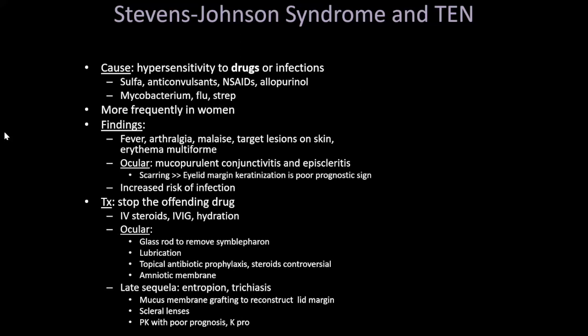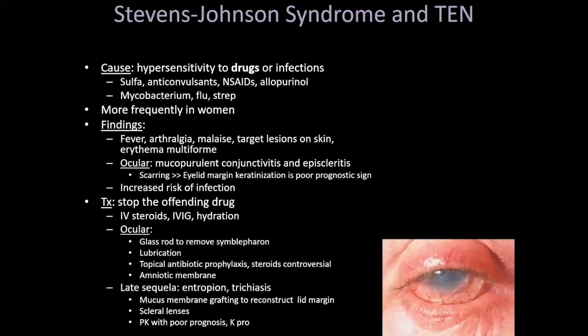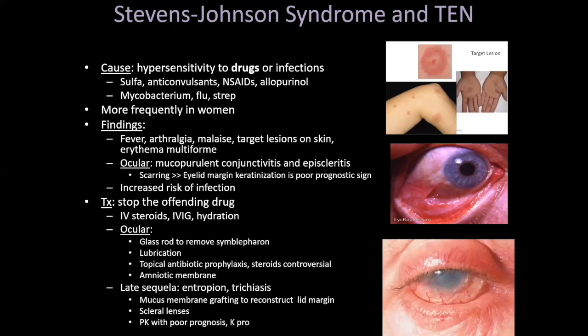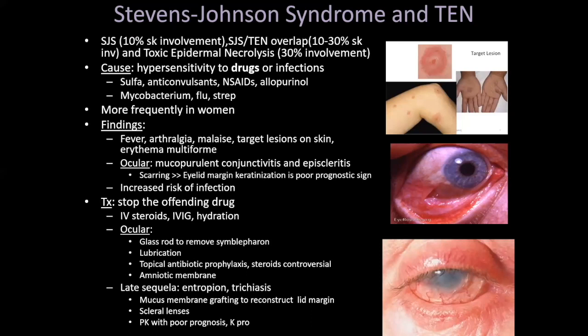In cases of SJS and TEN, the body surface area is different. In cases of TEN, the body surface area involved is more than 30%, and in cases of SJS, the body surface area involved is less than 10%. Great. Who is that? It's me, Dr. Nistal from Tilganga.